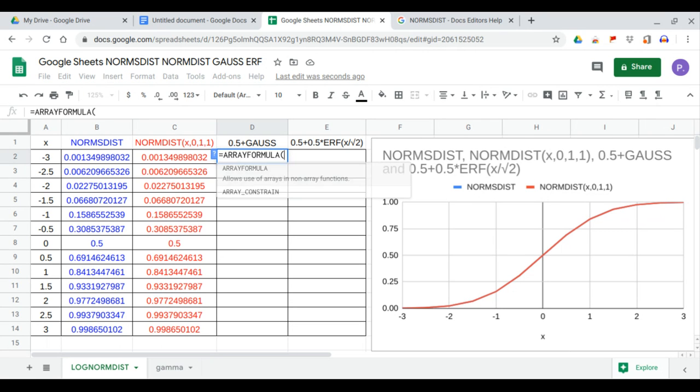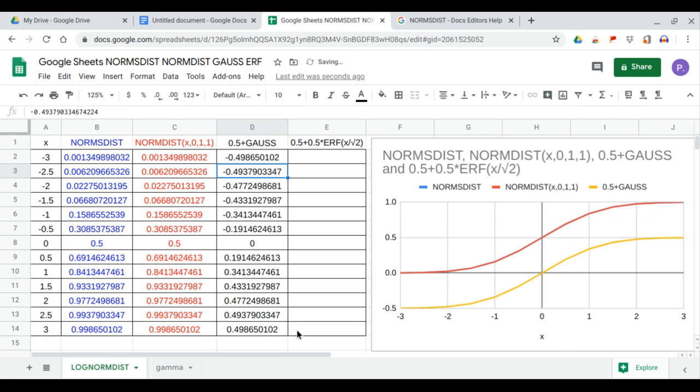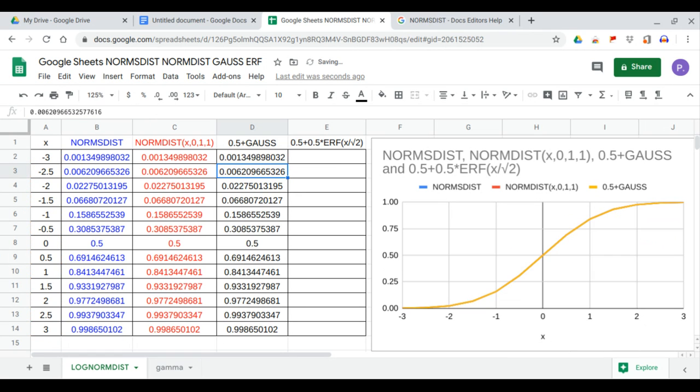Array formula, GAUSS of the x values. But we have to add 0.5. So we will add 0.5 to the array formula. Now they're on the same line.